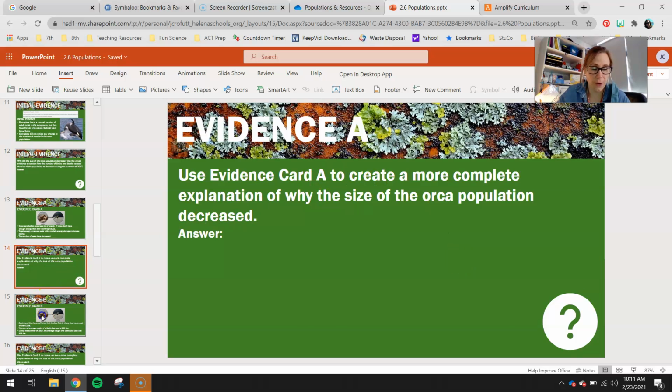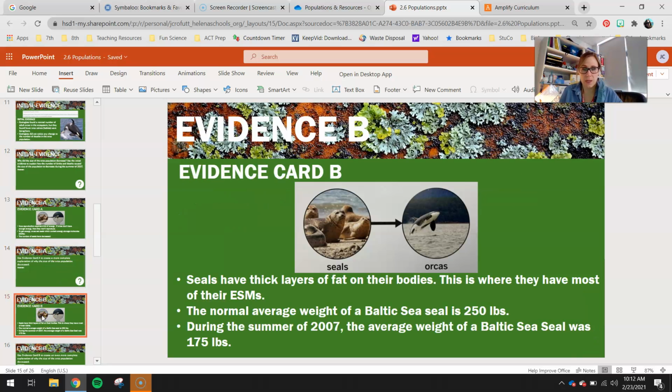All right, moving on, your final piece of evidence comes on evidence card B. So again, same little food web that you see there, but we have 3 new pieces of information. Seals have thick layers of fat on their bodies. This is where they have the most of their ESM. So if you eat a seal, you're getting most of the energy from the fat that you find on that seal. Next one, the normal average weight of a Baltic Sea seal is 250 pounds. And then during the summer of 2007, the average weight of a Baltic Sea seal was 175 pounds. So it looks like our seals are weighing less.